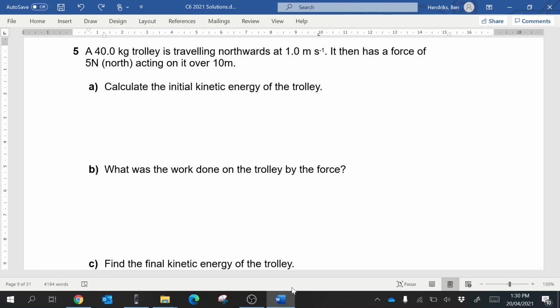Hello and welcome back to another Physical Sciences 3 lecture. We're going to continue on with the energy transfer examples now. So we've got example 5 here.